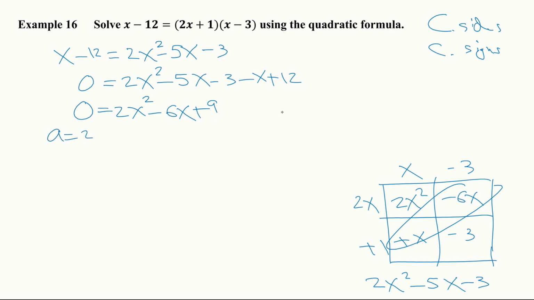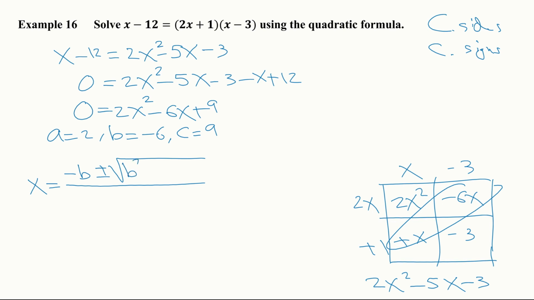We have a equals 2, b equals negative 6, and c equals 9, right? So we go ahead and say x equals, remember, write the quadratic formula down first. I'm giving you the method that's going to leave the lowest chance that you'll make any errors, okay? Minus 4ac all over 2a. Now substitute carefully. So b is negative 6, so the opposite of b is going to be the opposite of negative 6, which is 6.